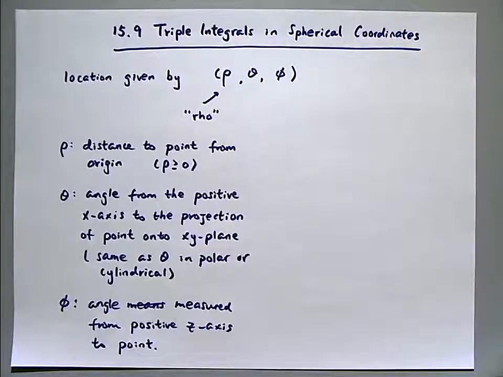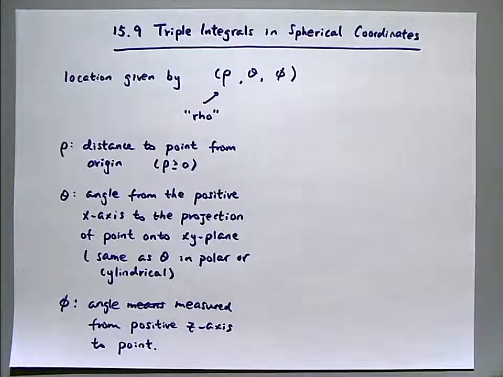All right, so here we have two angles and one distance. In Cartesian, it's three distances. In cylindrical, we have two distances and one angle. Here we have two angles and one distance. It's just another way to describe the point.